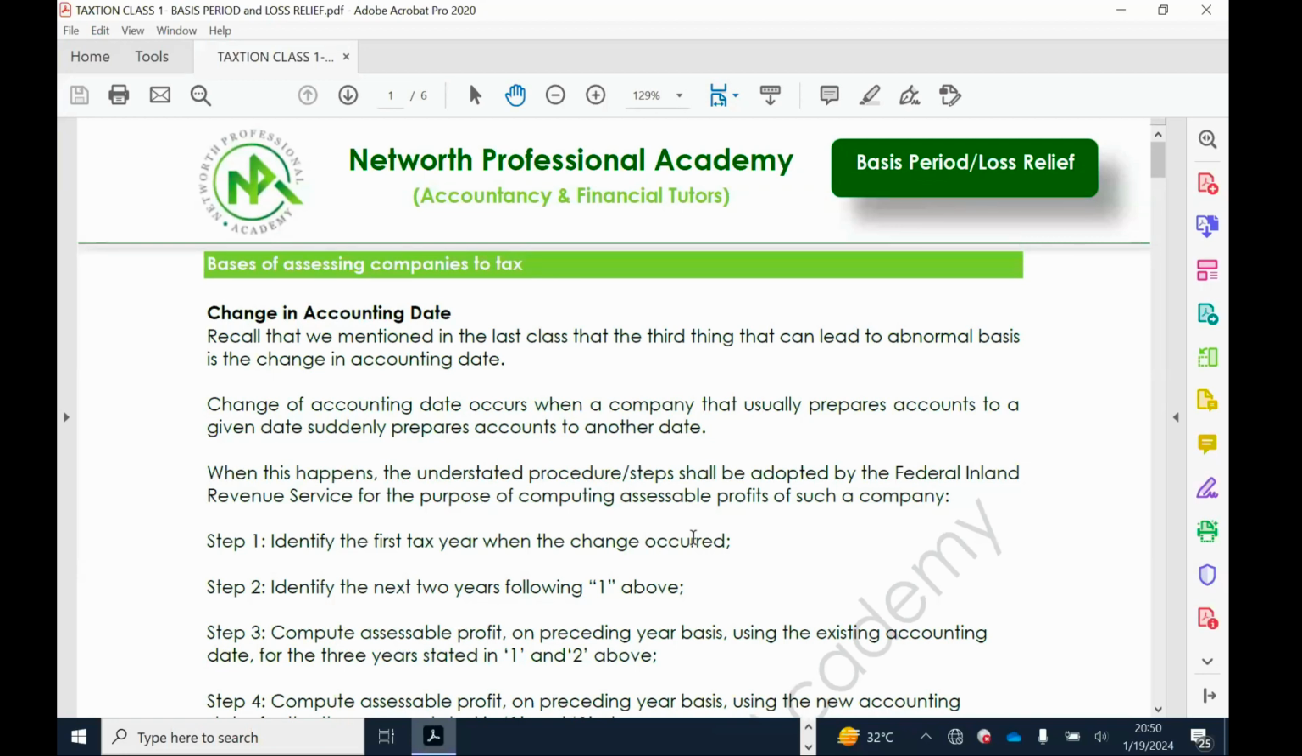But then we have situations that lead to abnormal basis, and we already identified them. Number one, commencement of business. Number two, cessation of trade. And number three, change in accounting dates. In the first class, we dealt with commencement of business and talked about the commencement rule. Second, also in the first class, we talked about cessation of trade and what the provision of the Finance Act is.